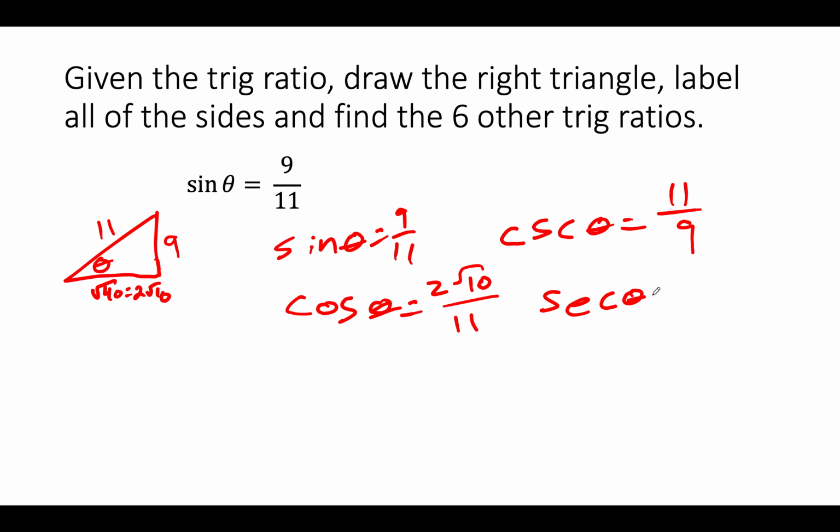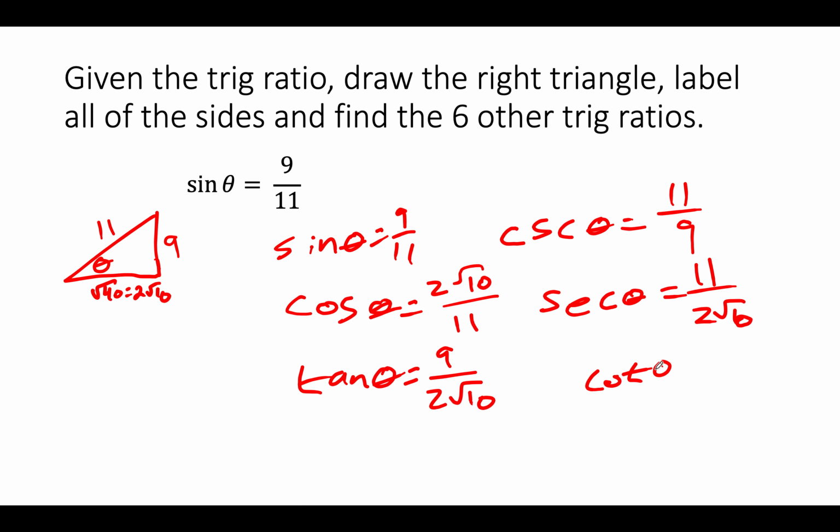Secant, flip that over: 11 over 2 root 10. We'll get back to that in a second. Tangent, opposite over adjacent. Cotangent, flip that over. You do need to multiply the top and the bottom of these by root 10, so you get 9 root 10 over 2 times 10 is 20. Over here you get 11 root 10, 2 times 10. Remember, we're multiplying by square root of 10, so you're going to get 20. Those would be the 6 trig ratios.